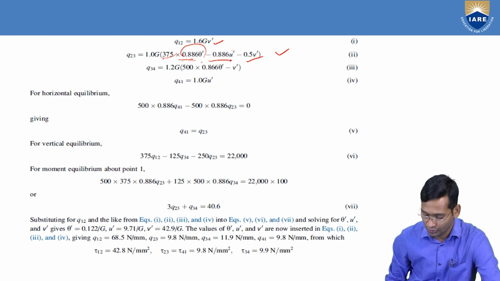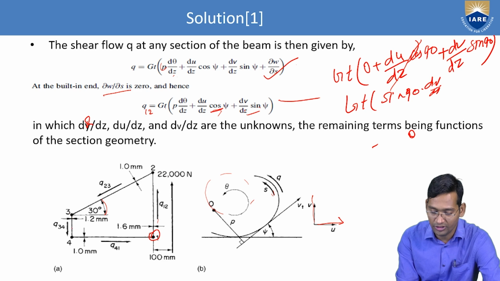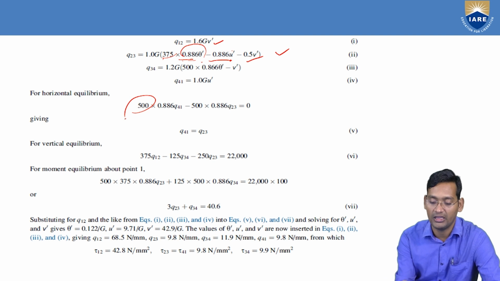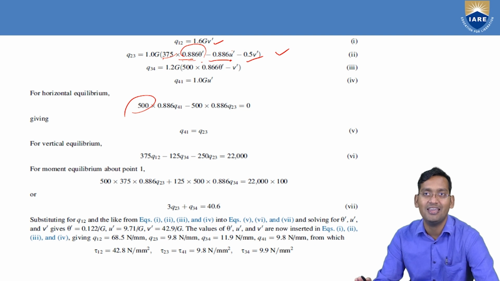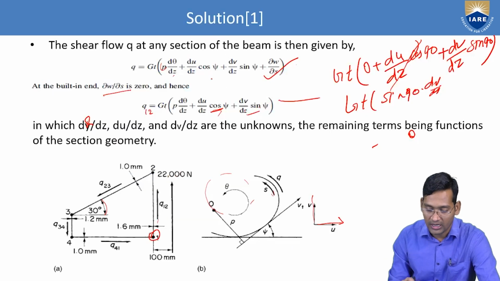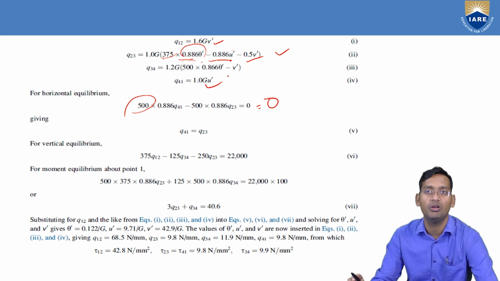So 1. Now Q3 to 4. Okay, now for this one, 3 to 4, again for that 500 is given for that area, right, into 0.0886 Q41 is there. So after that, minus 500 into 0.886 Q23, and for that equilibrium that should be what? Equals to 0. And Q41 is again what? Q41 is this vertical one, right? So here Q41, again this will be only U dash, here V dash and P will be equals to 0.